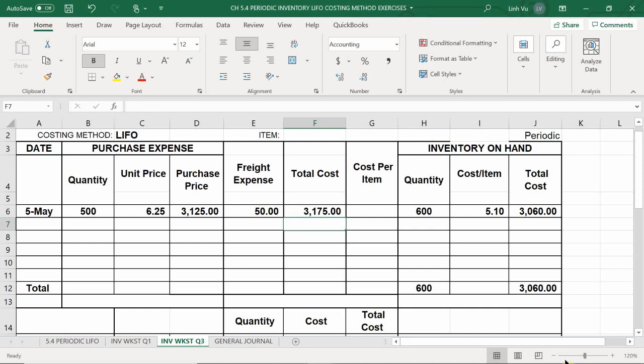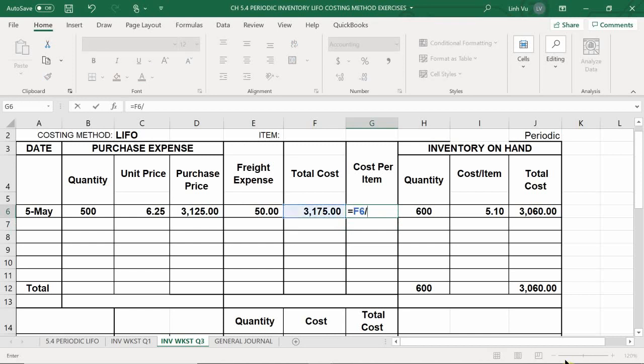$3,175. Good. And then, what is my total cost per item? $6.35, right? You take your total cost of $3,175 and divide it evenly across the 500 units. Good. That means it's going to give me $6.35 per item that I sell.